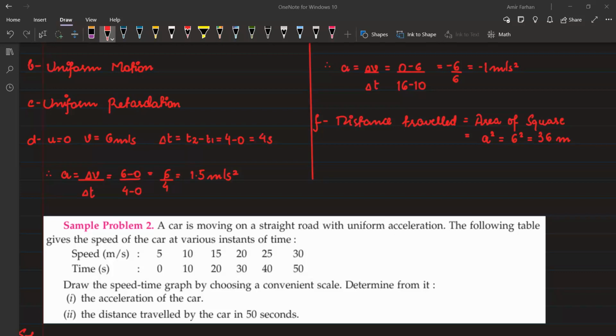Where do we put the answer in the chat box? Could you please repeat, Ramesh? Where do we put the answers in the chat box? Yes, for the acceleration and the distance traveled. Because sometimes the question might come that draws a graph, they will give you the values and you have to draw the graph along with finding the acceleration.